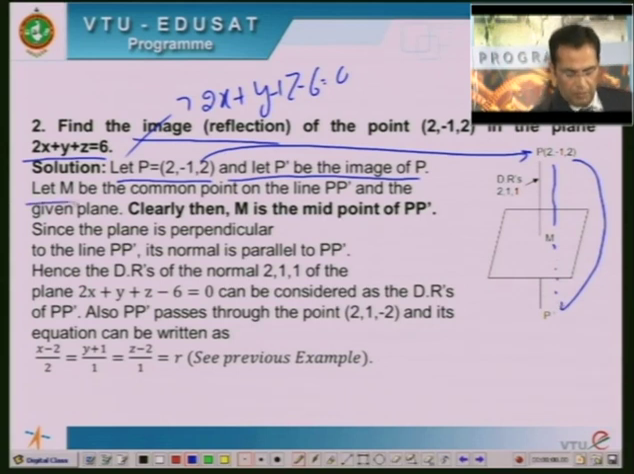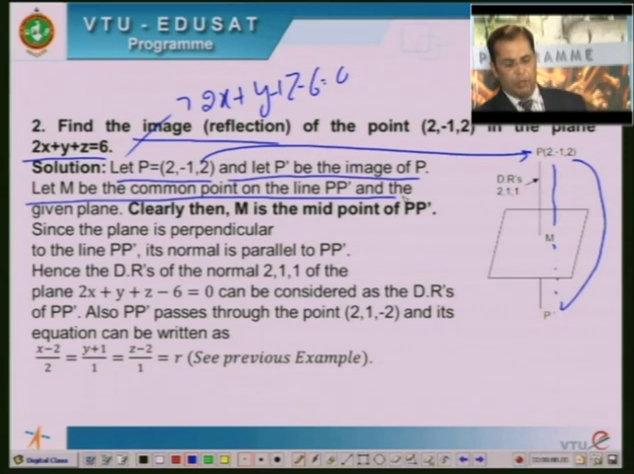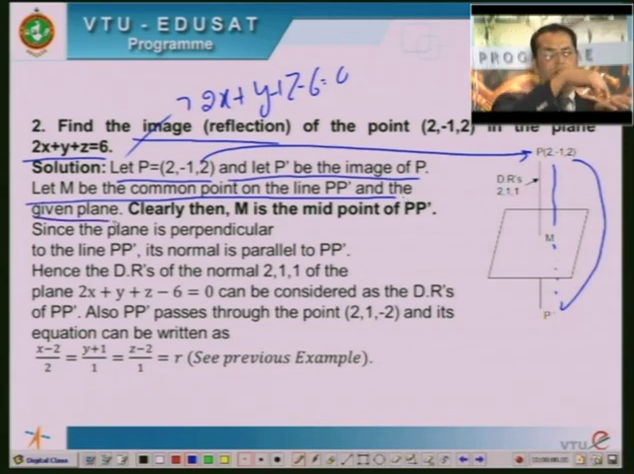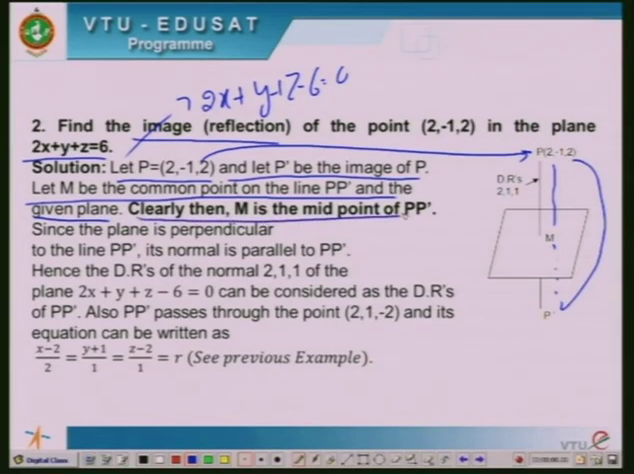So assume that M is the common point on the line PP' and the given plane. Since it is the midpoint, this point M is a point both on the plane as well as the line PP', and more importantly, as far as the line is concerned, this point M is the midpoint of PP'. So that you see here clearly, M is the midpoint of PP'.